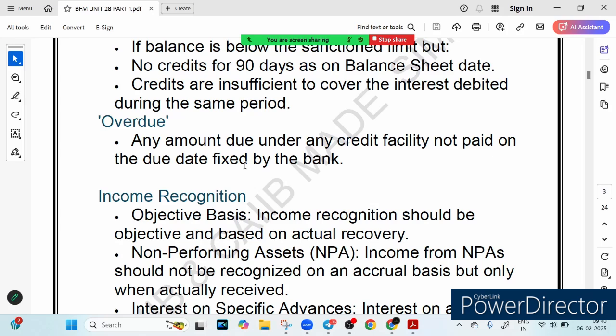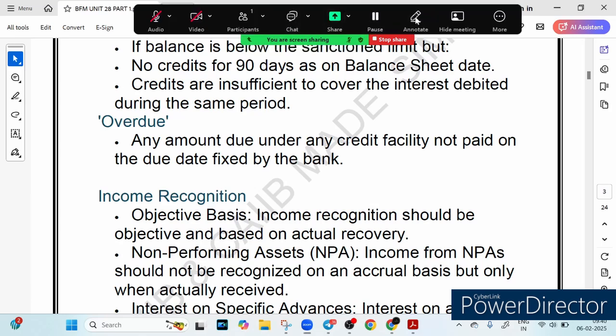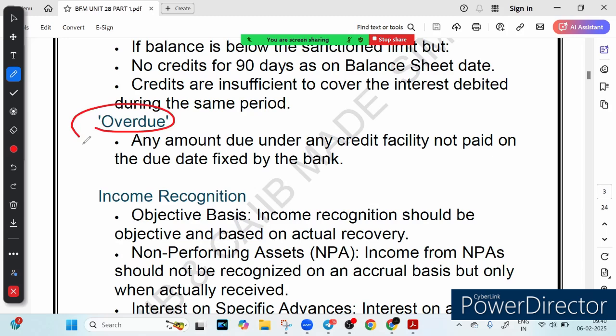Now what is overdue? What is the meaning of this term overdue? You must know these terms, out of order and overdue. So apart from out of order, another important term is overdue. Any amount due under a loan, overdraft, or any credit facility that is not paid on the due date is called overdue. For example, if you take a car loan and miss an EMI, the unpaid EMI is overdue. Suppose the EMI was to be deducted on the 10th of the month and you did not pay. So the unpaid EMI is called overdue.